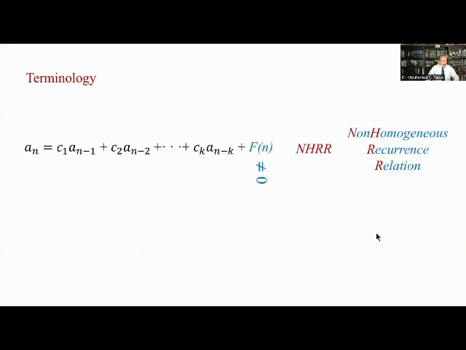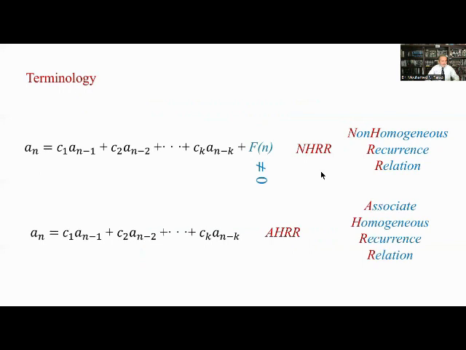Terminology. When it's non-homogeneous, we're going to use this NHRR, non-homogeneous recurrence relation. And this is the associate homogeneous recurrence relation. In other words, we took this one out. This is the associate homogeneous recurrence relation.